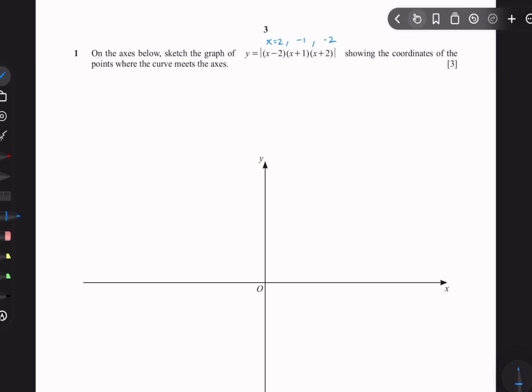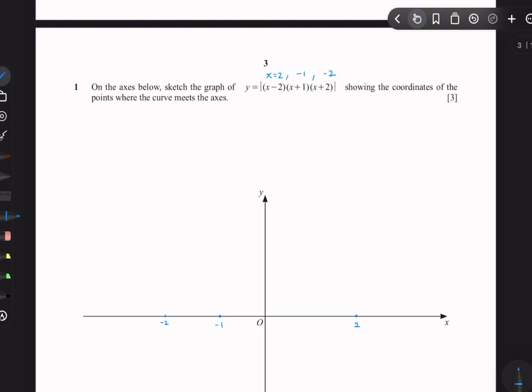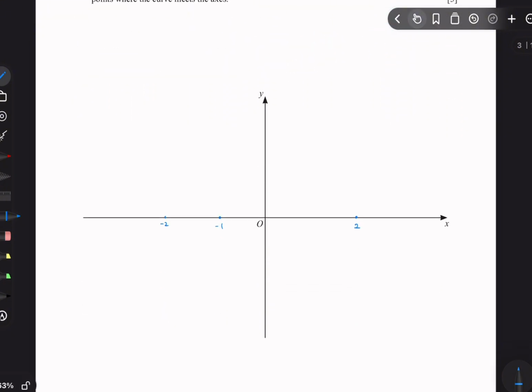So we can plot this on the graph. -1, -2, and then 2. Okay, since it's a positive x cubed graph, the shape will look roughly like this. And I'm just going to draw it out to show.